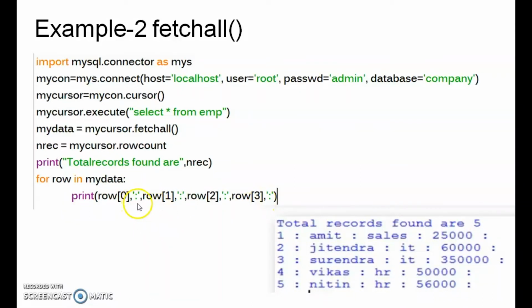After that, one column. So you will get an output like this. Total records found are 5. Then one column, Amit, column, sales, column, 25,000. Okay, after each data, it will print a column.